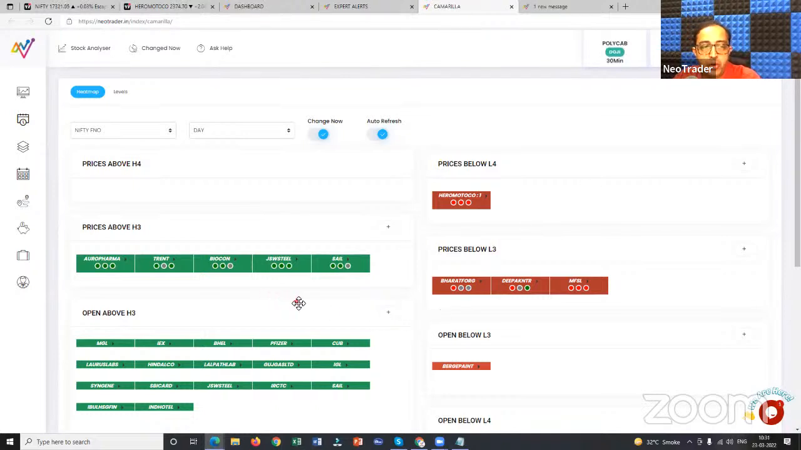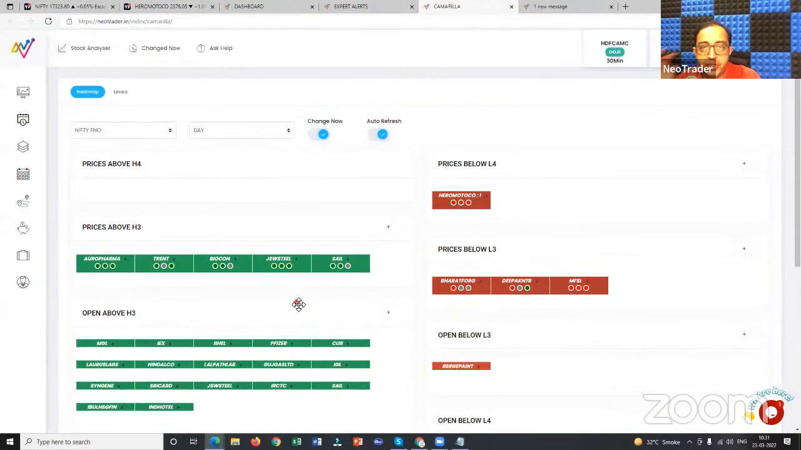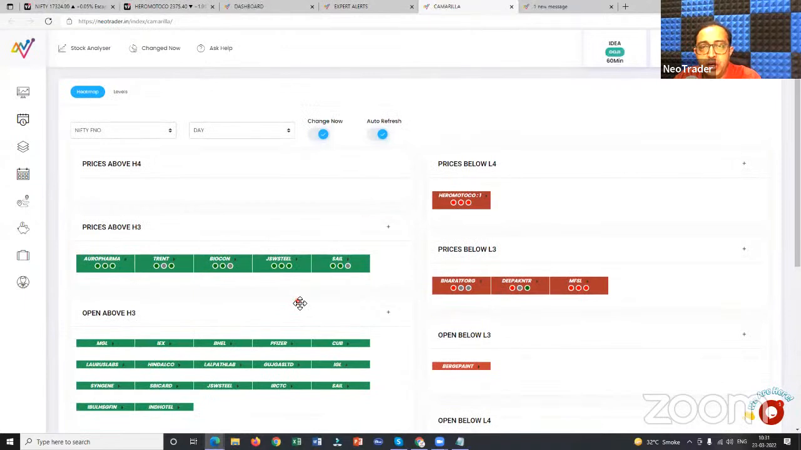A stock may open above H3, but then it has to travel above H4. That is point number one. Yes, opening above H3 does give a good idea about the trend in that stock. Like for example, MGL, IEX opened above H3. Now, when they move above H4, it gives it more weightage.